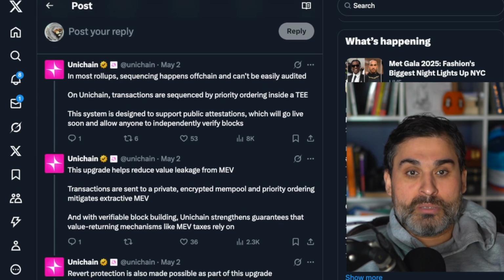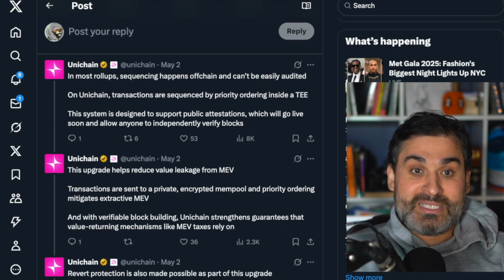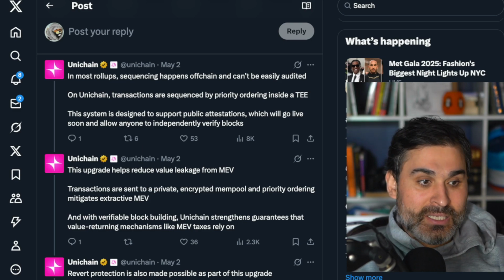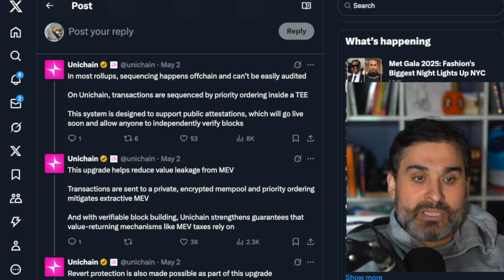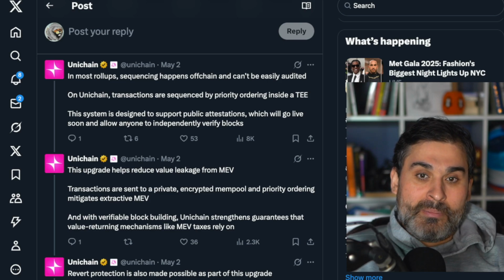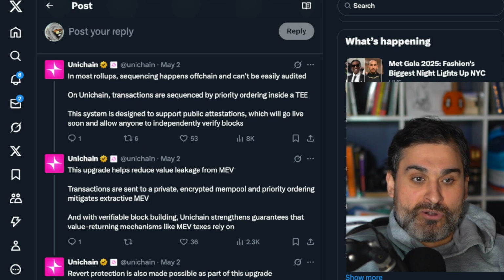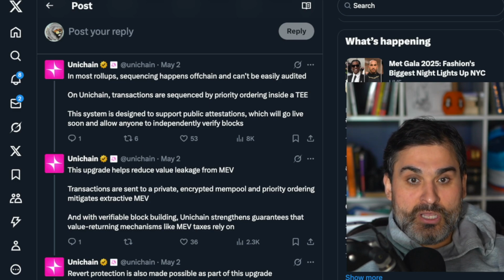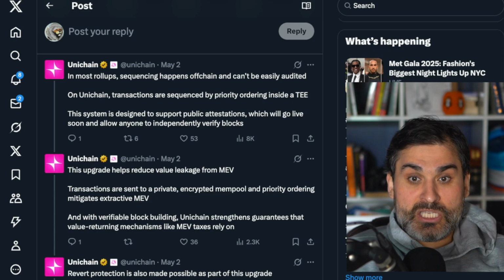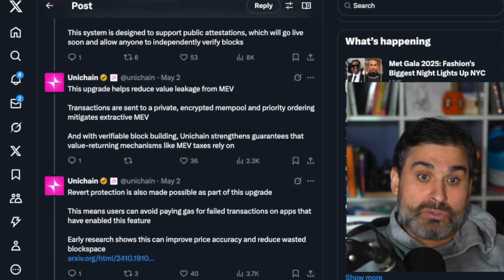So it says in most rollups, sequencing happens off chain and can't be easily audited. But with Unichain, this is going to happen inside a TEE. So after the block is built, you'll be able to see what the block looked like before, how it was built after the fact, basically. So you can't front run or sandwich attack or any of that kind of stuff. So it's really cool. It says the system is designed to support public attestations, which go live soon, and allow anyone to independently verify blocks. So that's really, really cool to see.